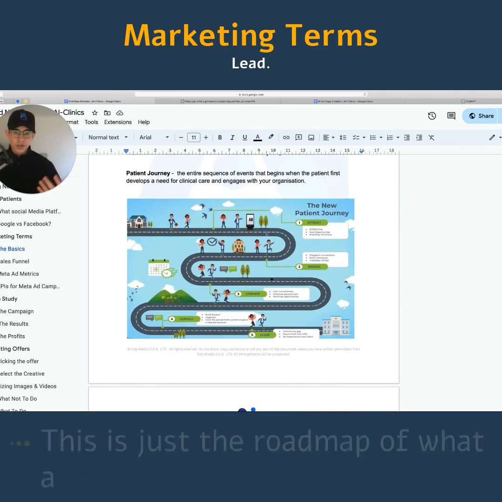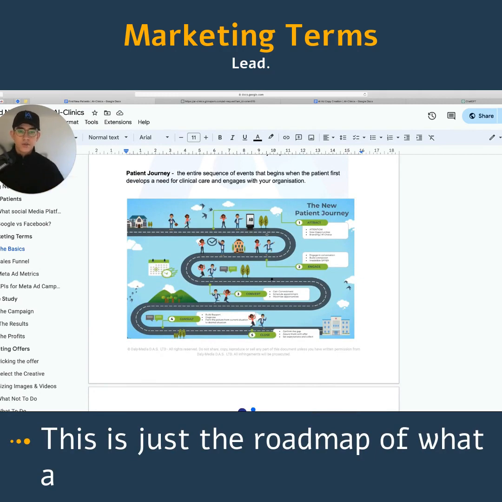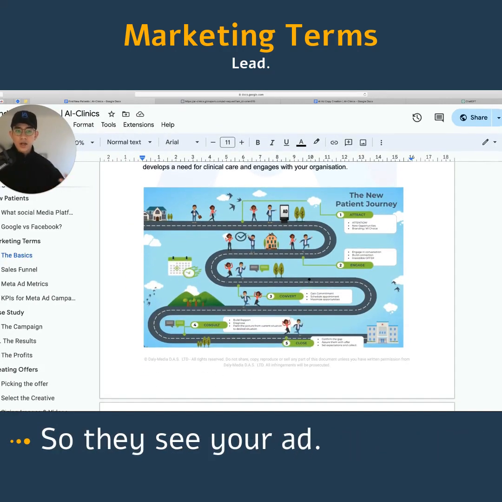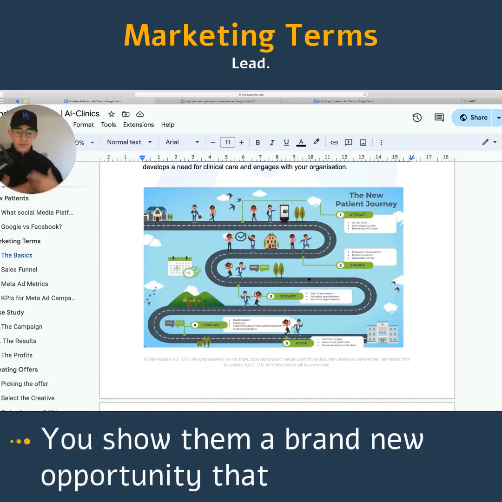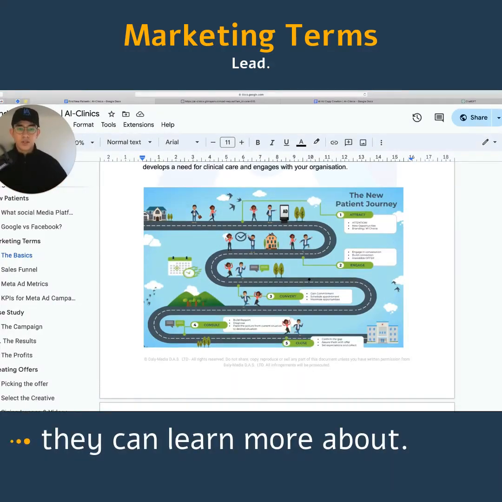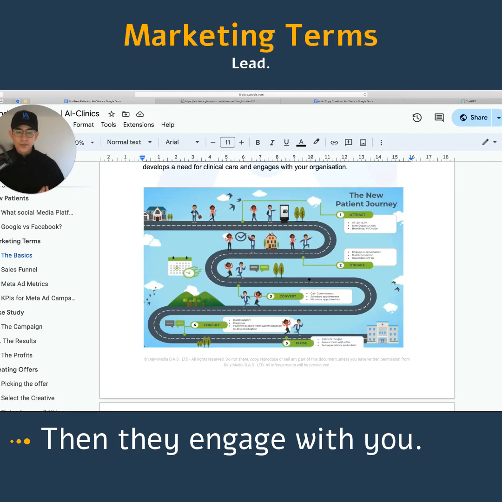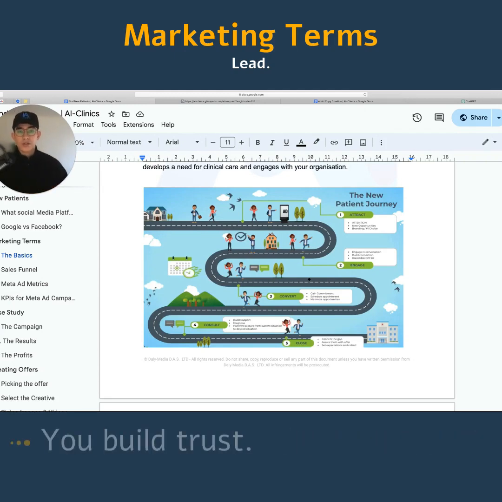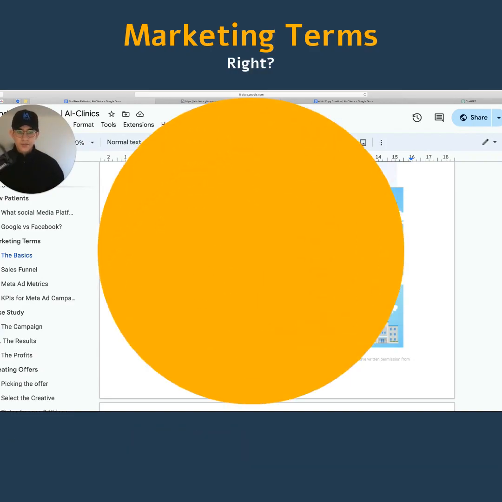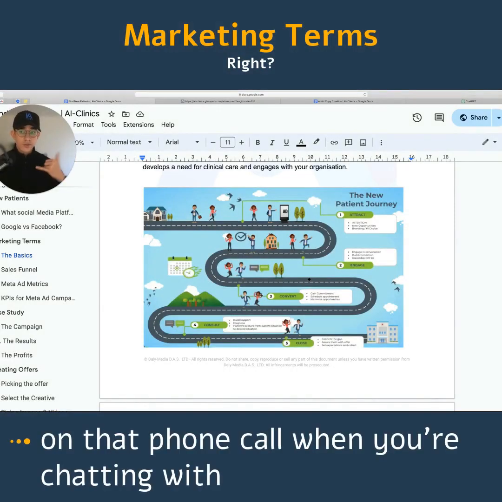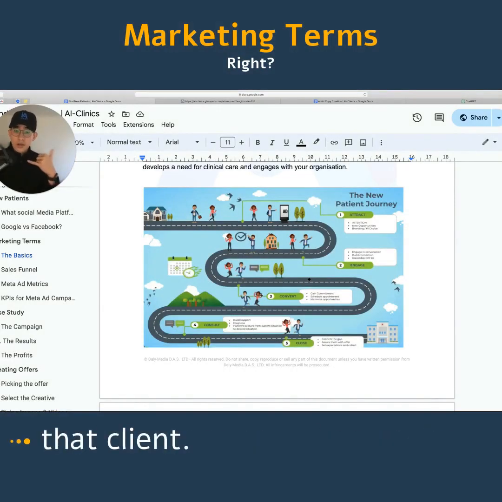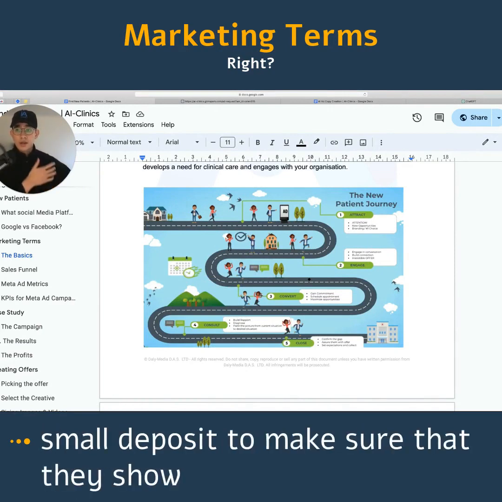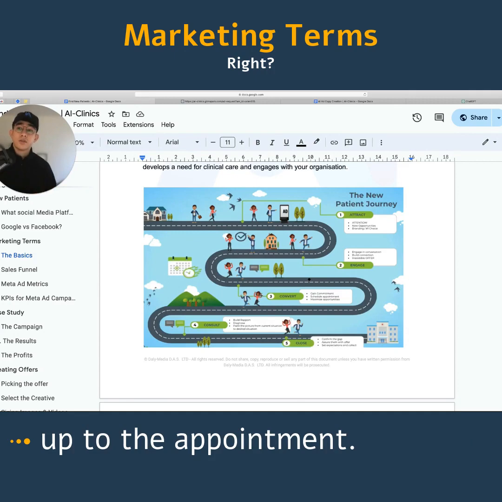Just as an example, this is the roadmap of what a client goes through. They see your ad, you generate attention, you show them a brand new opportunity that they can learn more about. Then they engage with you. They engage in conversations, you build connections, you build trust. Then you convert. On that phone call, you get them to commit by paying a small deposit to make sure that they show up to the appointment.